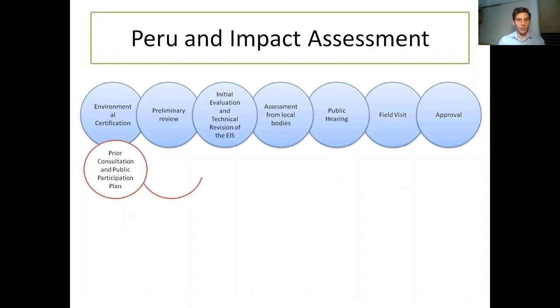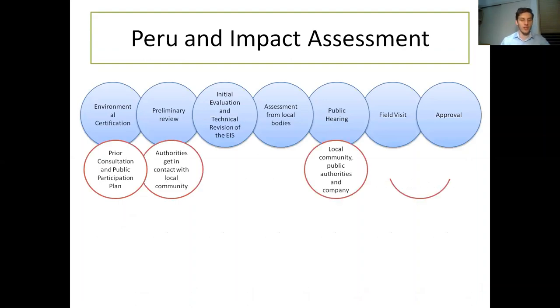In this slide, what I want to highlight is the red circle. I want to mention that in the Peruvian impact assessment procedure, there are four key steps in which the public and the affected local communities are required to be engaged. First one, the prior consultation and public participation plan is under the responsibility of the company. So the company needs to do a prior consultation to the local community.